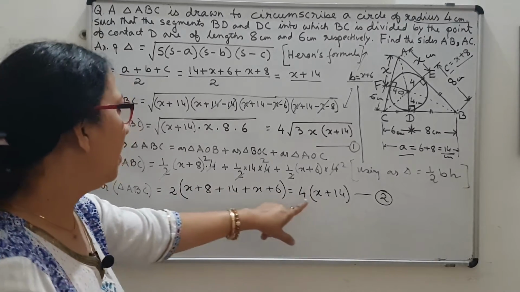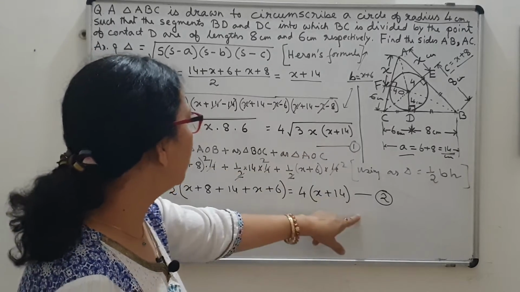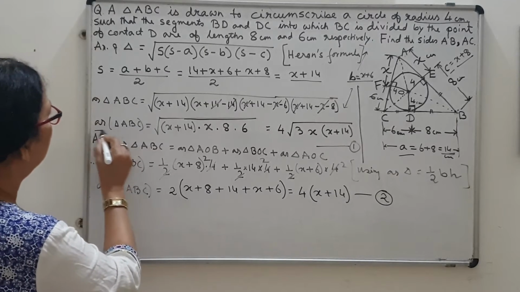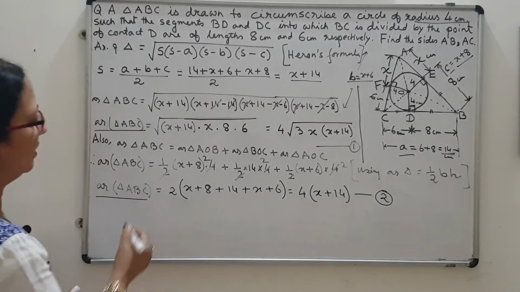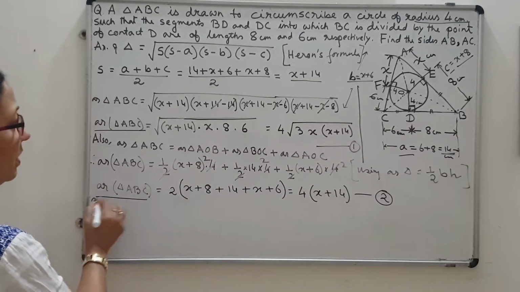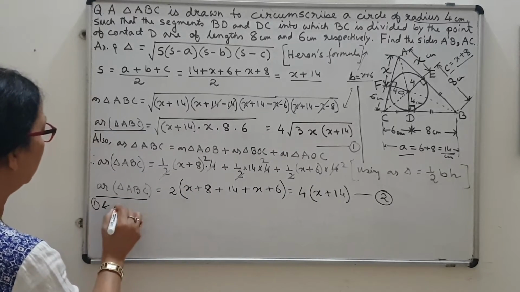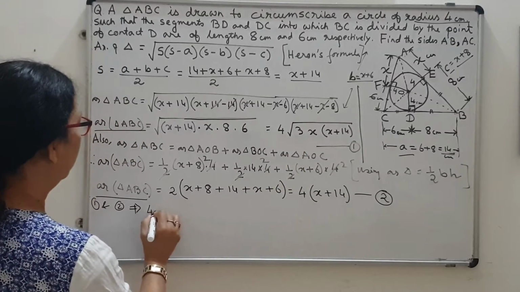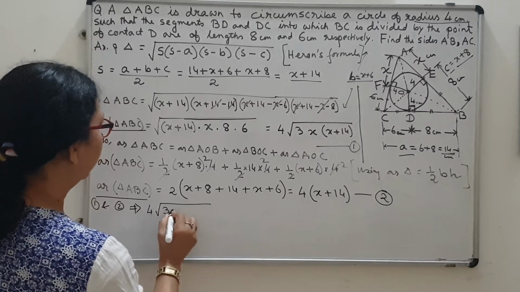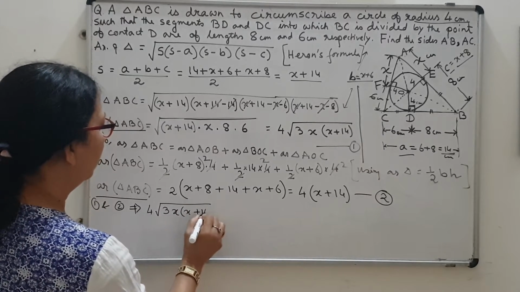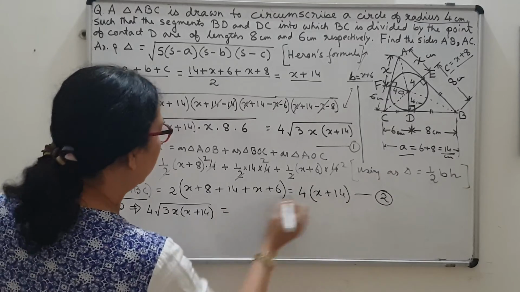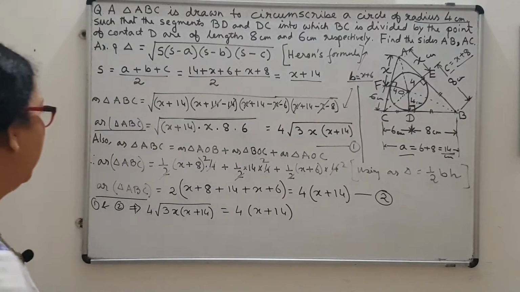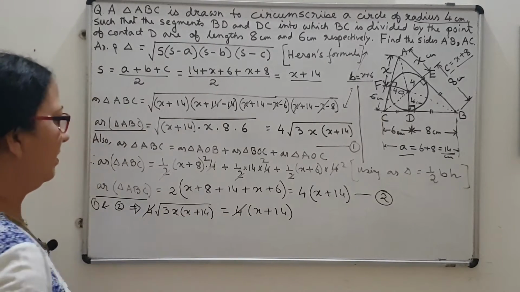This is correct. So now from equation 1 and 2, because the left hand side of both is the area of triangle ABC, I can equate the RHS of these 2 equations. So from 1 and 2 I am getting this one, 4 into under root 3x into x plus 14 is equal to, this one is the RHS, 4 into x plus 14. Now this 4 is getting cancelled, right?